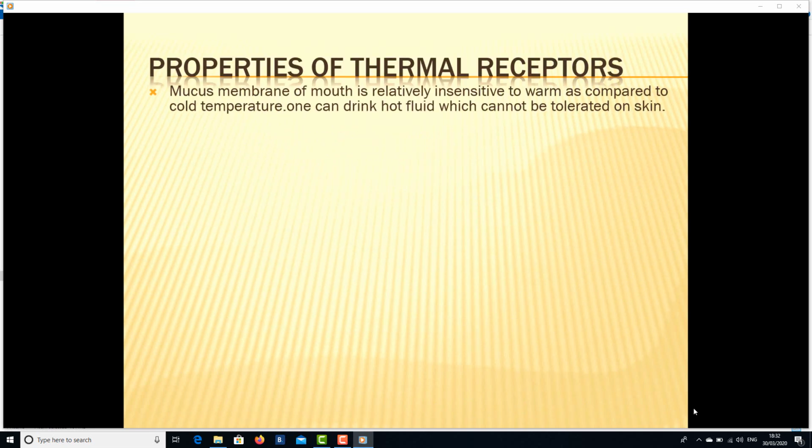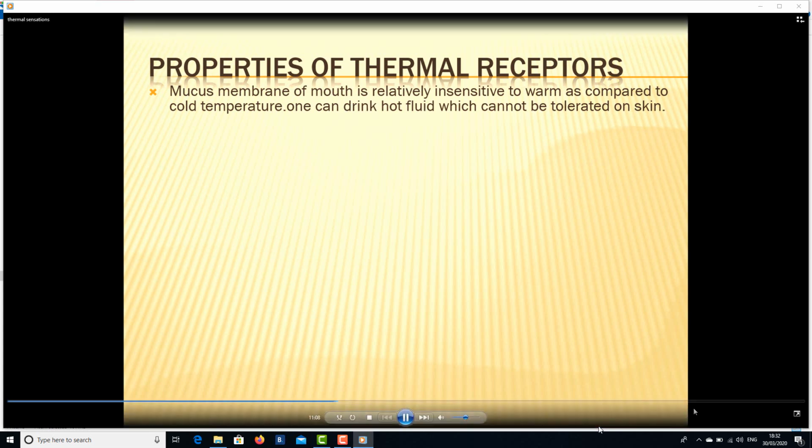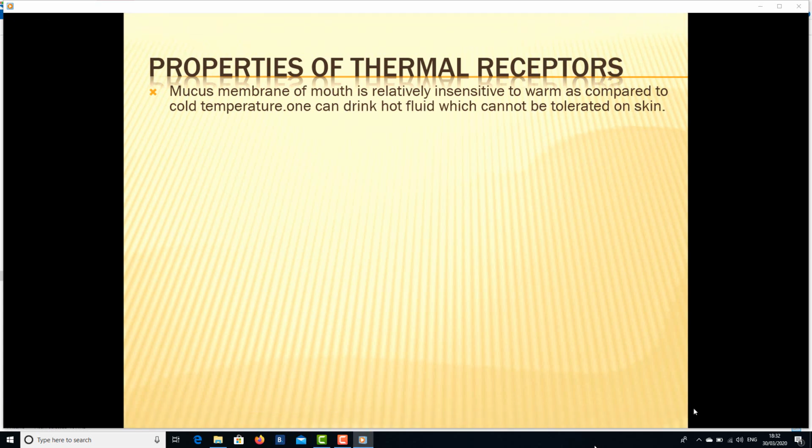Now, when we are learning about the thermal receptors, we should know about their properties. If we talk about the number of receptors, we should know about the sensitivity as well. See that the mucous membrane of the mouth is relatively quite insensitive to hot fluids, which are almost not tolerable on our skin. So that's why one can drink hot fluid which cannot be tolerated on the skin.